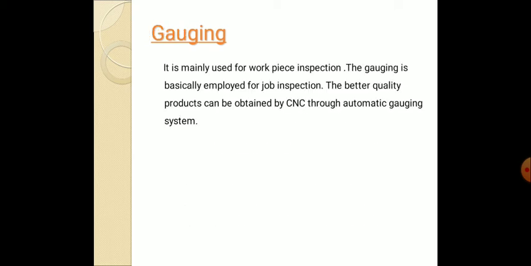Next, the gauging. So what is this gauging? As you know, the gauge is used for inspection work. In mechanical industries we find a lot of gauging, depending upon the job nature. So basically the gauging is used for workpiece inspection. Basically employed for job inspection, better quality products can be obtained by CNC through an automatic gauging system.